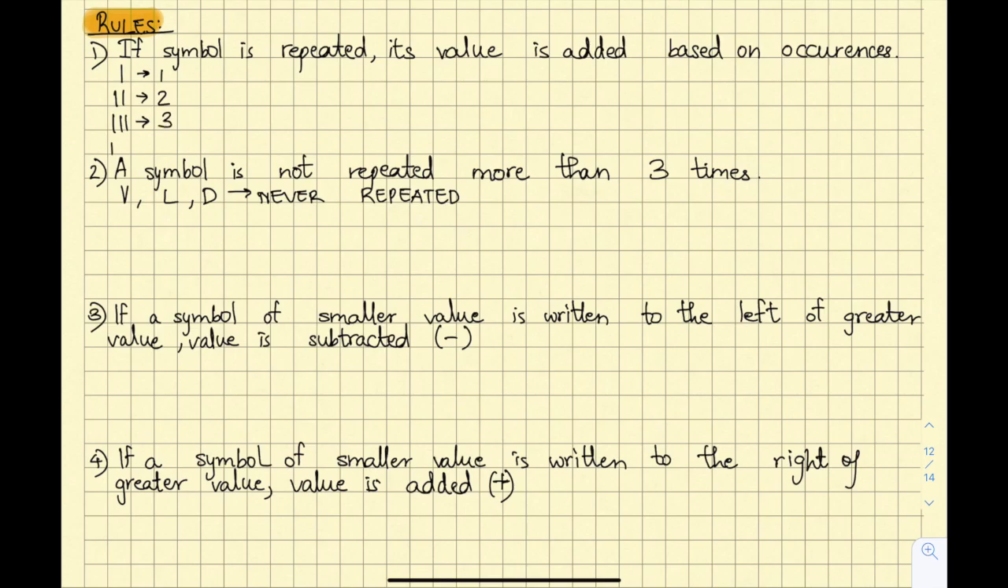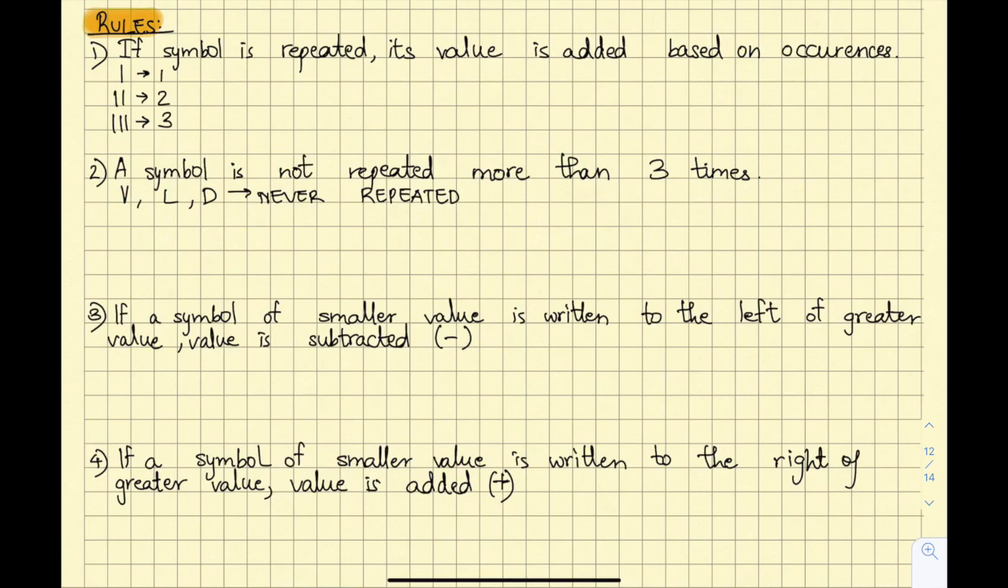Now you will say, okay, we write it 4 times and then this is 4. No. Rule number 2 is, a symbol is not repeated more than 3 times. So we can repeat it only once or twice. So 1, 2, 3 only can be written like this. This is not to be written, so we just erase it.